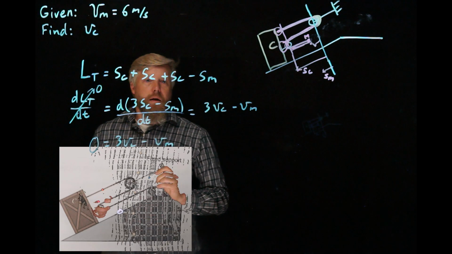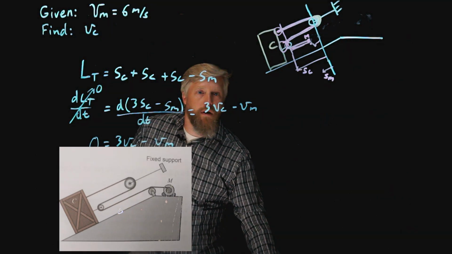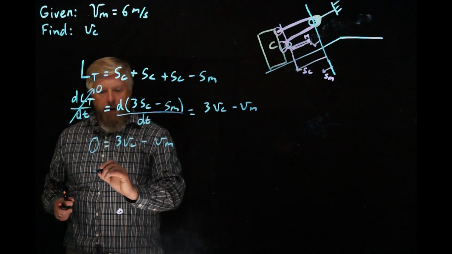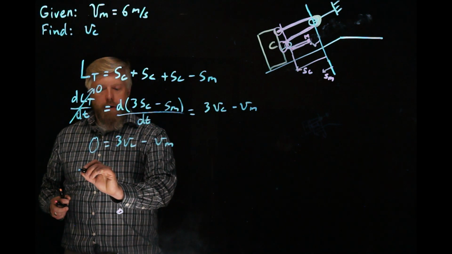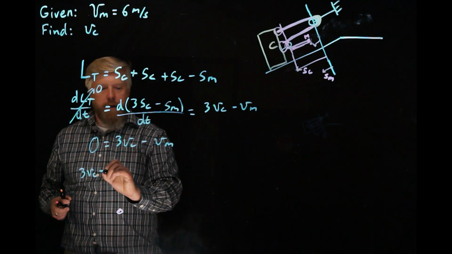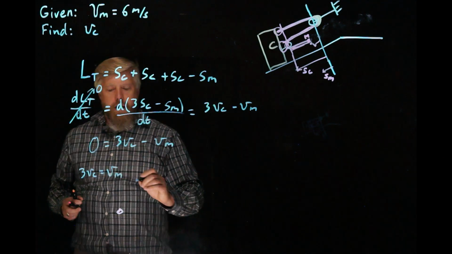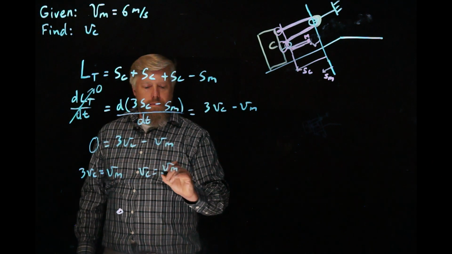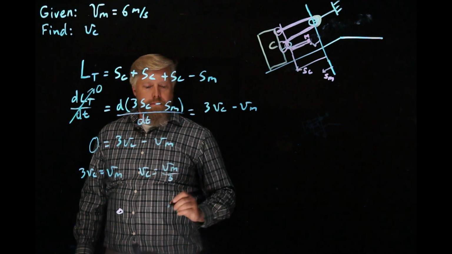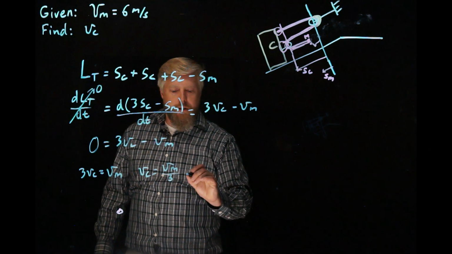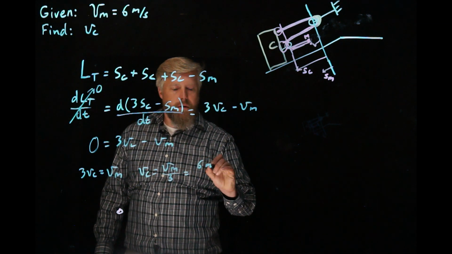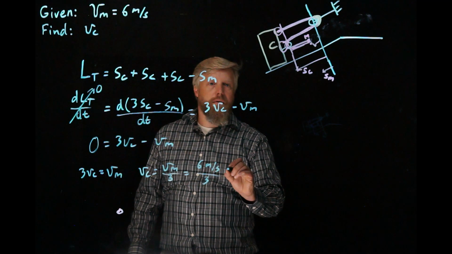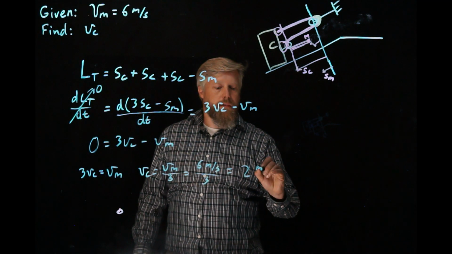Let me get rid of that picture so I have more room. And we solve for the velocity of the crate. The velocity of the crate, 3VC, is going to be equal to VM. And the velocity of the crate is therefore equal to the velocity of the motor over 3, which in this case is 6 meters per second over 3, or 2 meters per second.